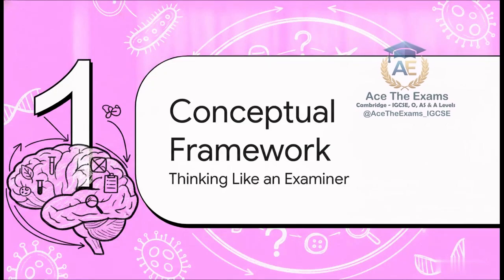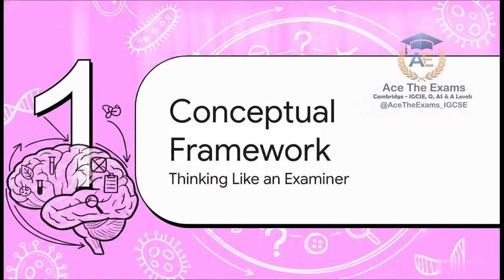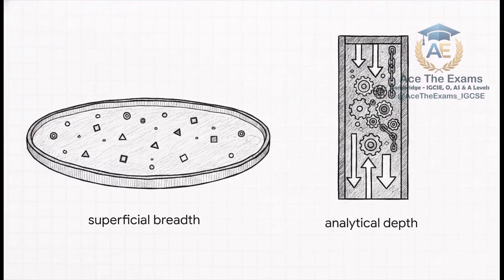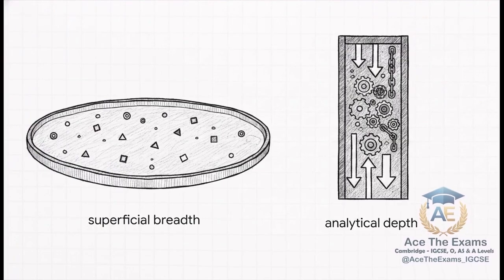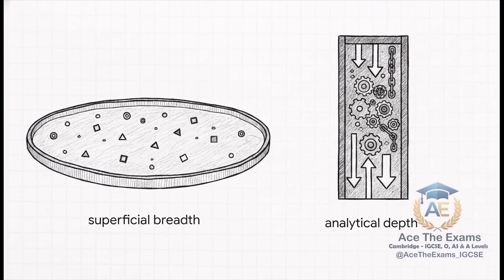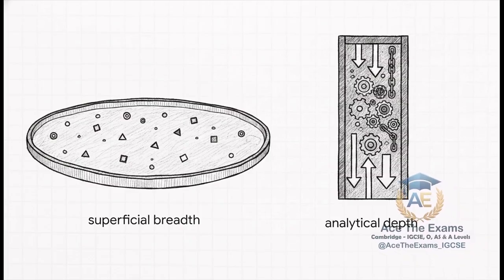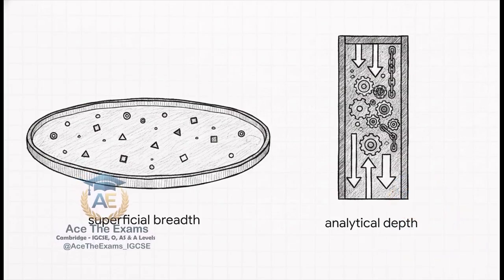All right, let's move into our first major area, the conceptual framework, or basically, how to think like an examiner. To actually avoid those pitfalls, we have to shift our mindset from just memorizing biological facts to understanding the real assessment framework Cambridge uses. The secret here is that examiners are craving analytical depth, not superficial breadth. They prioritize logical, structured reasoning. They really don't want a brain dump of 10 random facts about tuberculosis.